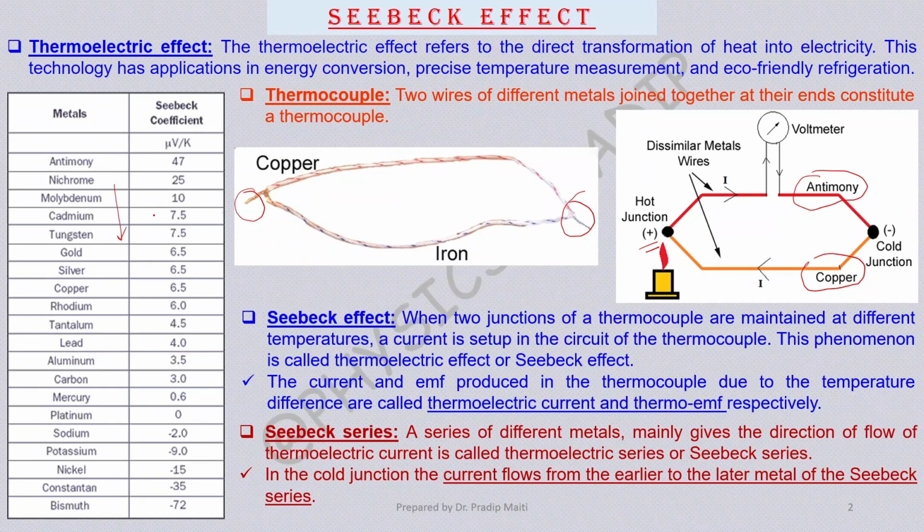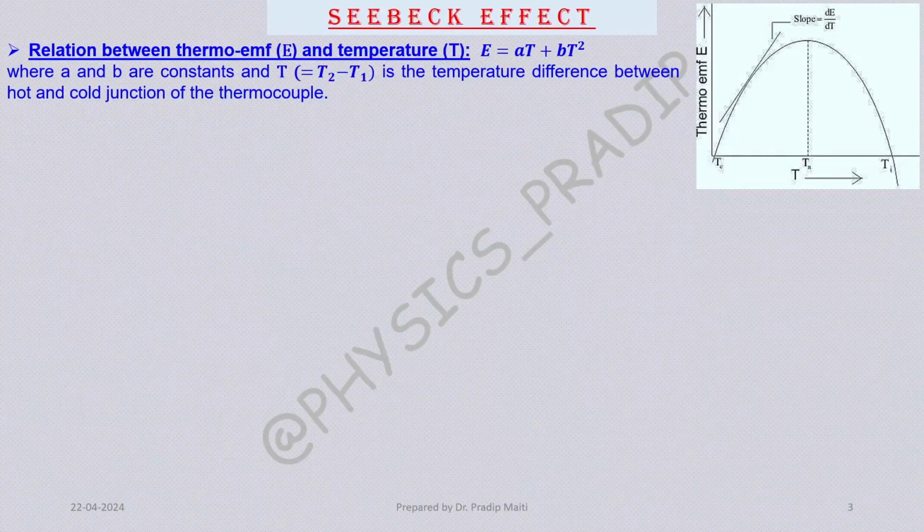At the cold junction, the current is from the metal coming earlier in the thermoelectric series to the metal coming later in the series. For example, in an antimony and copper thermocouple, the current will flow from antimony to copper in the cold junction.